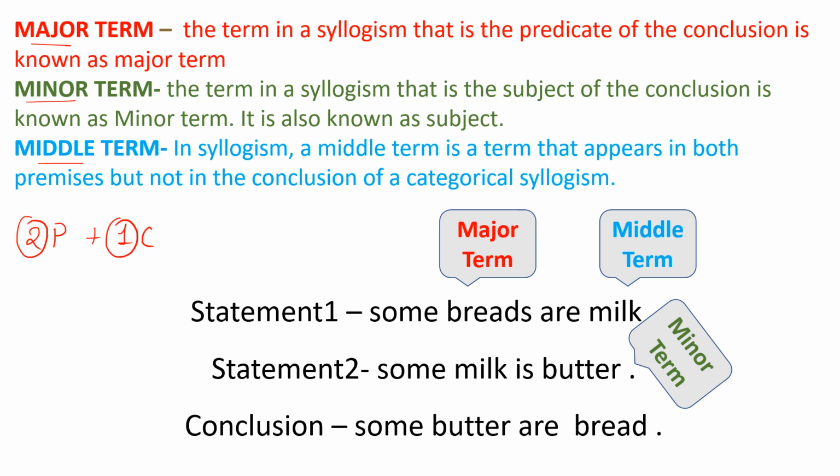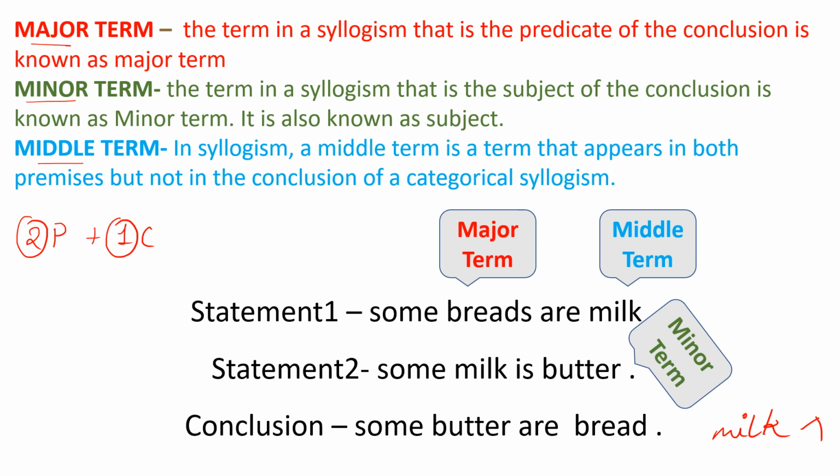So here, first of all, I tell you about the middle term. Students, middle term is that term of the syllogism which is not present in the conclusion. For example, some bread are milk, some milk are butter. Here, milk is not there in the conclusion. The term milk is not present in the conclusion. So milk is the middle term.